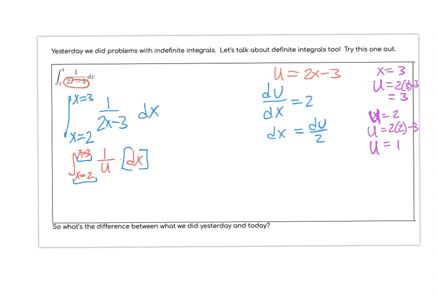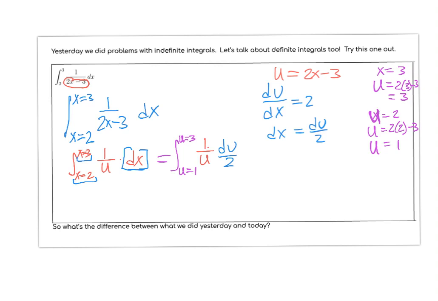Okay, so now I'm going to finish plugging this stuff in. Instead of x equals 3, we're going to have u equals 3. That's what we just figured out. Instead of x equals 2, we're going to have u equals 1. We have our 1 over u. And instead of dx, we're going to plug in du over 2.